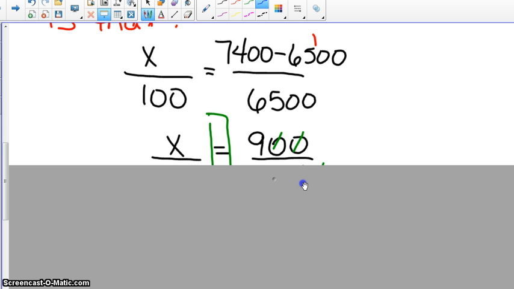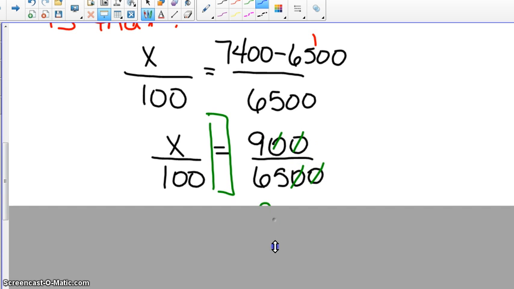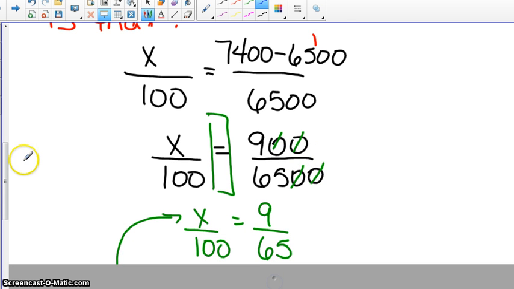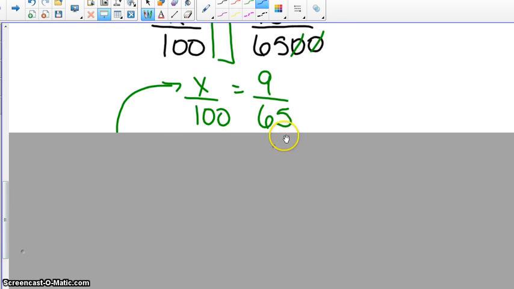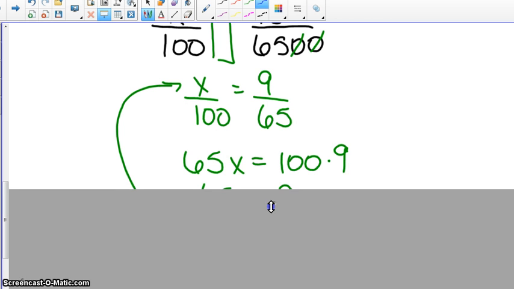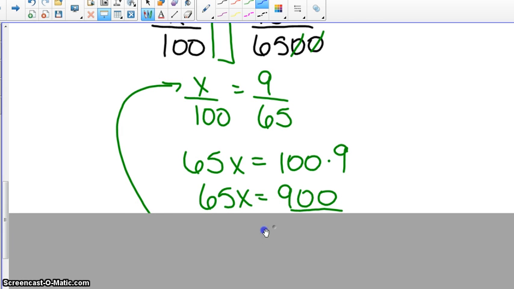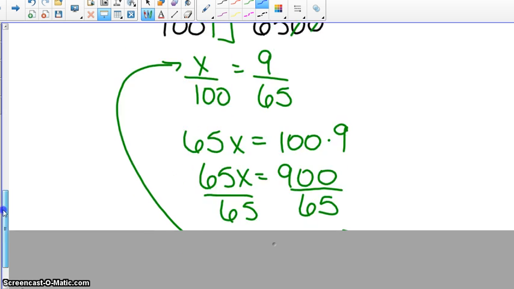Okay, so we subtract that and we set that up. All right, and we get 900. Then what we're going to do, we can simplify the fraction by cutting off the zeros. But basically, we're going to cross multiply, so 65 times x equals 100 times 9. Some of you missed this on the quiz. And that would be 900. Divide both sides by 65.